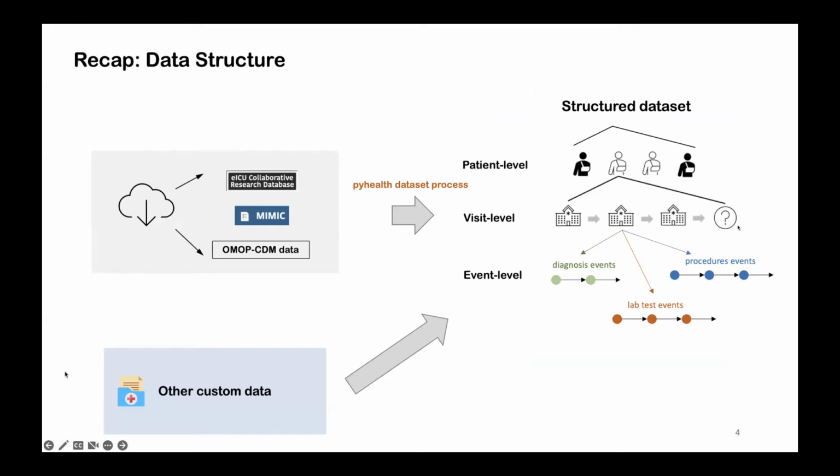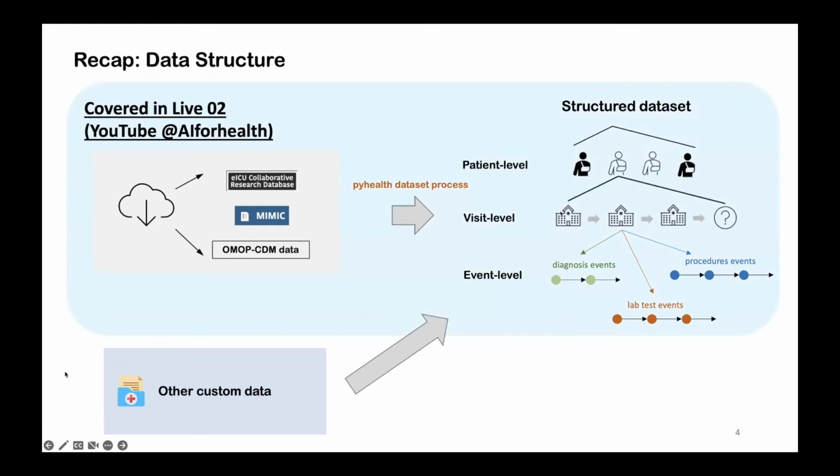A few weeks ago, we discussed the basic data structure of PyHealth. That is, we convert different popular EHR datasets, such as MIMIC, eICU, or OMOP data, using PyHealth to this standard data structure. That is this hierarchical structure you can see on the right. At the very top, we have different patients, and each patient has multiple hospital visits. Further, each hospital visit contains different events. It can be diagnosis events, procedure events, treatment events, or lab events. That's already covered in the previous tutorial. If you want a recap, you can go to our YouTube channel and watch the recording.